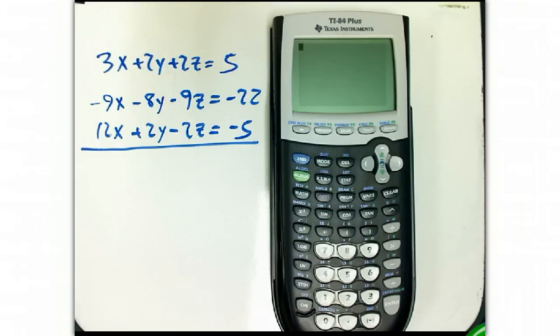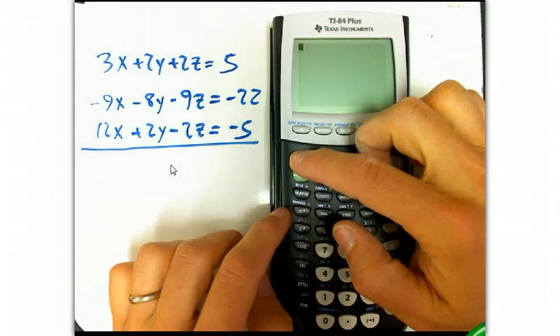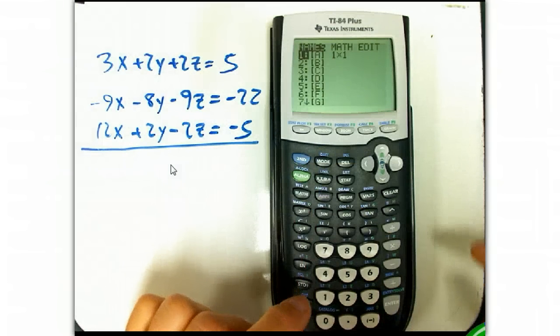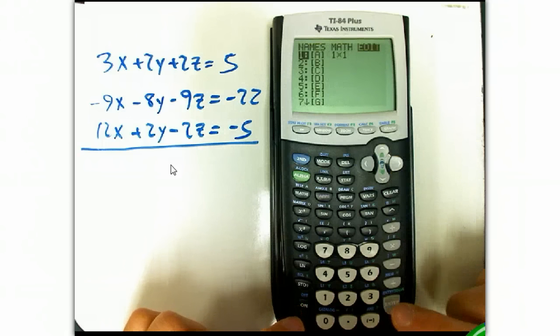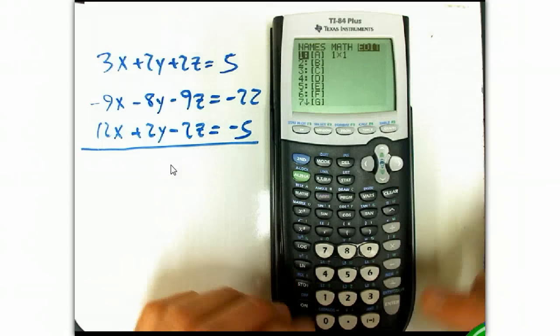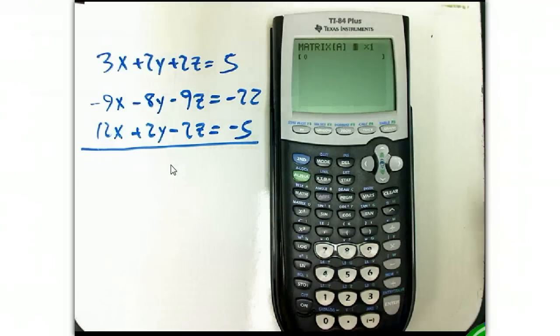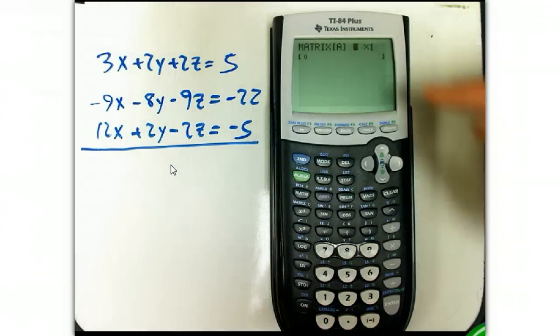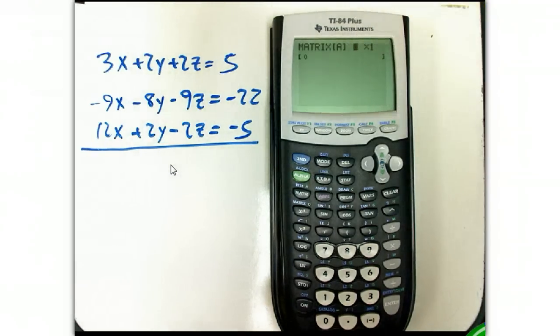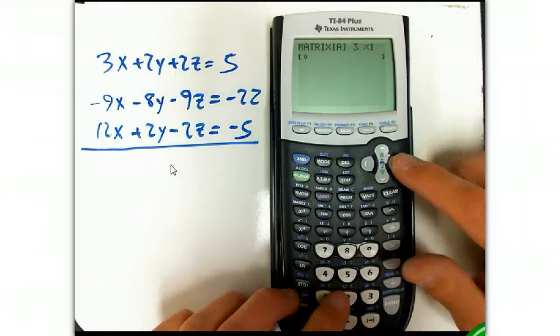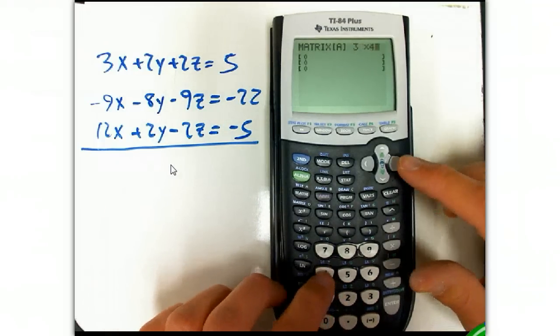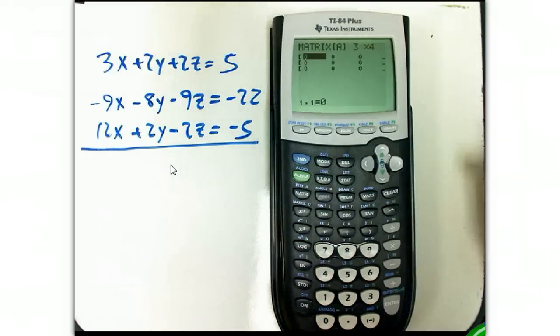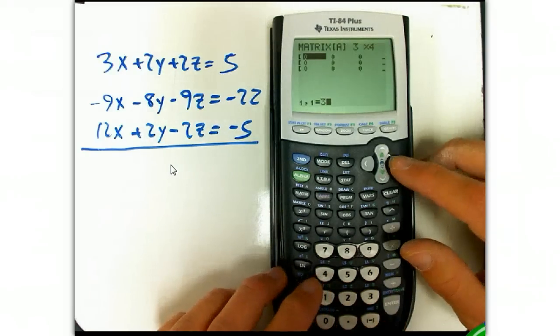And so if we're looking at this system, what we want to do is first put in the augmented matrix. So how do we do that? We go to second matrix, go over to edit, and the only one that's set up is A, and we can use that. We don't need to save that for anything else. Now the first thing is it asks us what the dimensions are. 3 rows, right arrow, 4 columns, right arrow, and it sets that up. And then we just put in the entries.